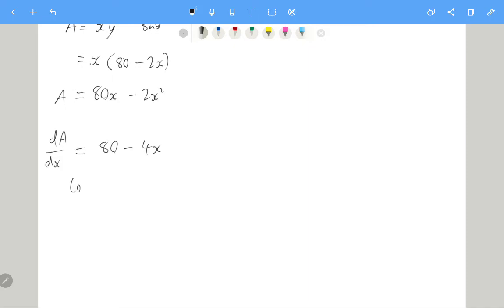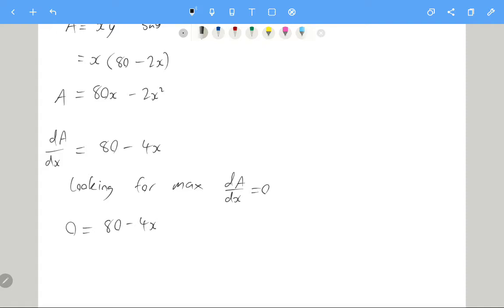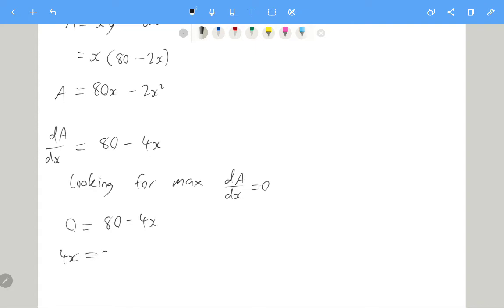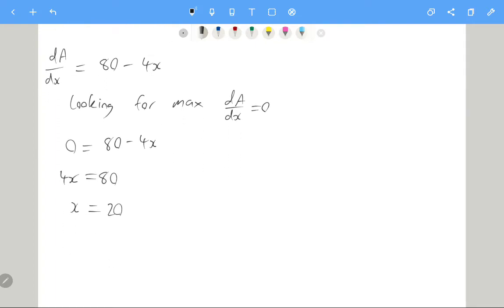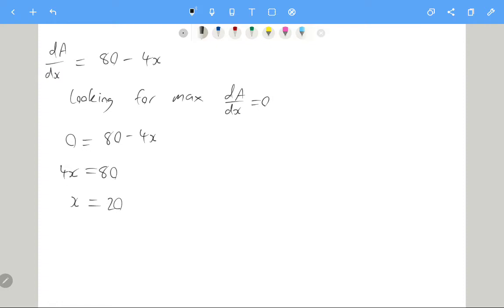And we're looking for a maximum, which also means that we are looking for when dA/dx is equal to 0. Rearrange this equation. So that means that x equals 20 is a stationary point. Now, just to make sure that this is in fact a maximum, we should check the 2 points either side of it just to double check.